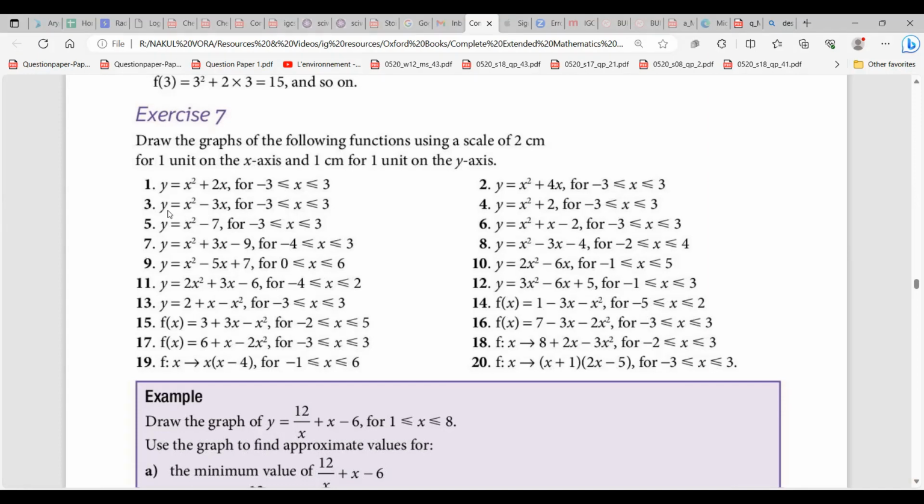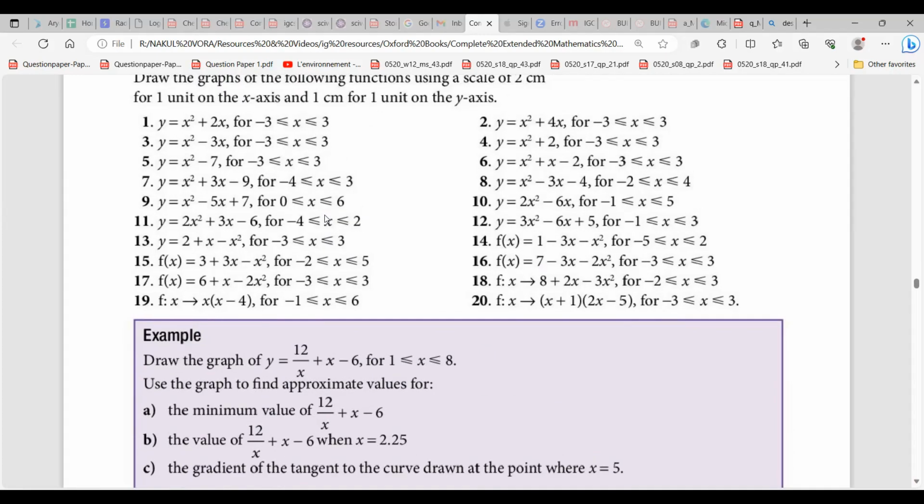Similarly, can you plot this one? y is equal to x square minus 3x. Just find out all the values of y for x is equal to -3, -2, -1, 0, 1, 2, 3, and so on. And then just try to plot it on the graph. Clear?